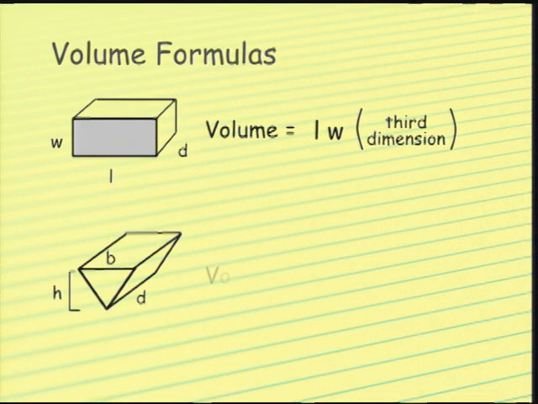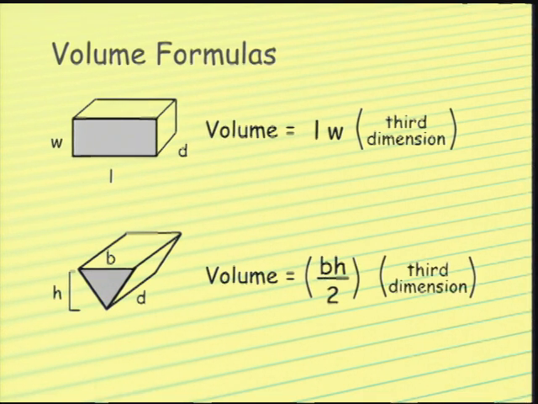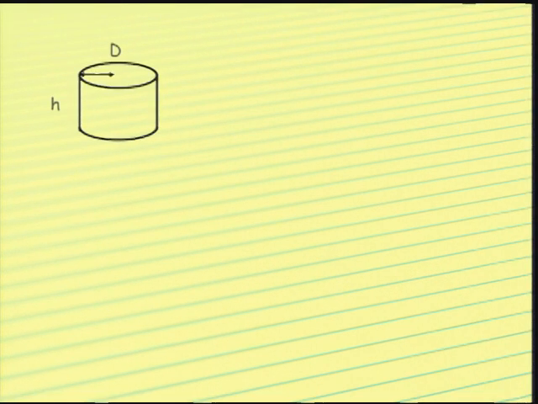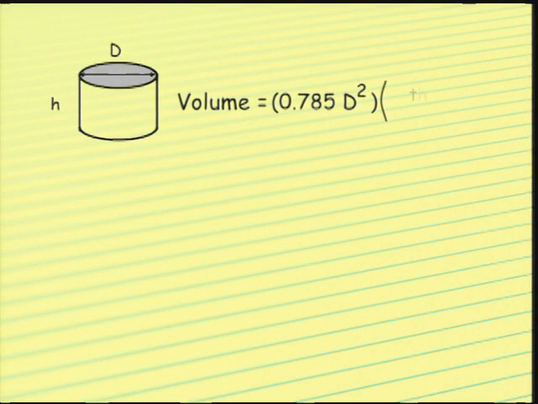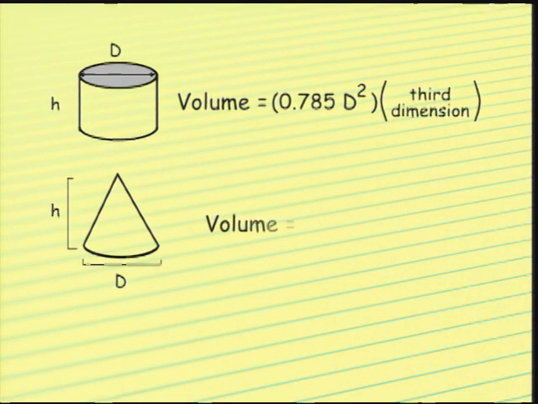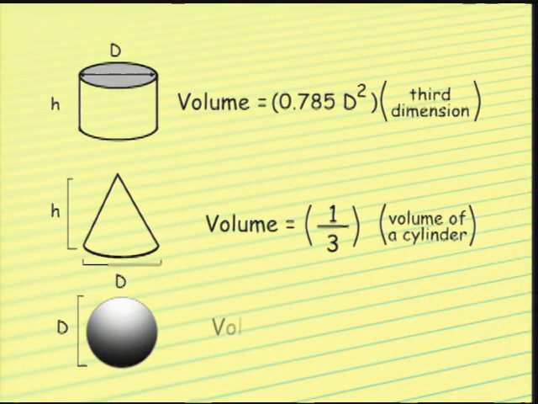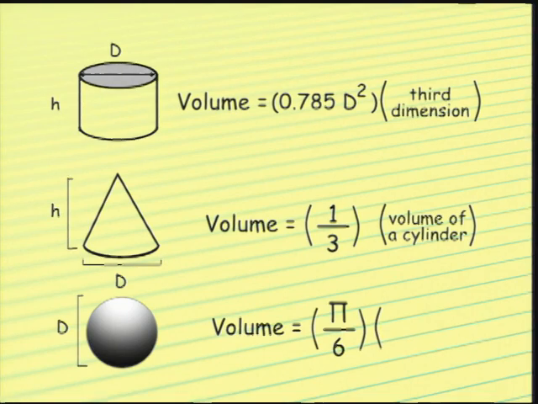For a trough, volume equals the area of the triangle, which is base times height divided by 2 times the third dimension. In the case of a cylinder, volume equals 0.785 times the diameter squared times the third dimension, or height. The volume of a cone equals 1/3 times the volume of a cylinder. Sphere volume equals pi divided by 6 times the diameter cubed.